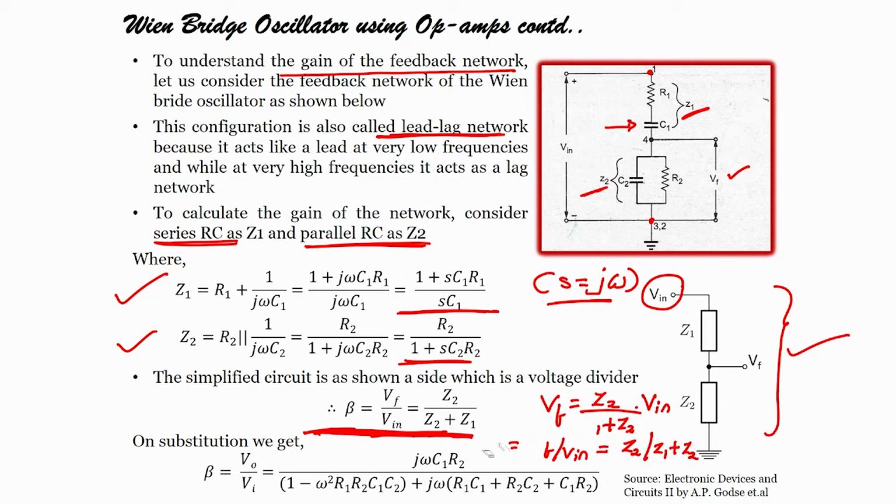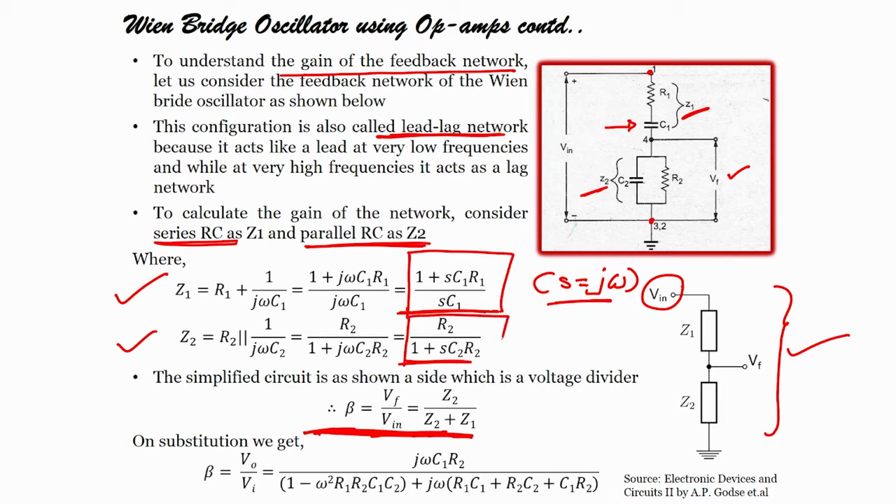Now, let us substitute the values of Z1 and Z2. What is Z1? Z1 is (1 plus SC1R1) divided by SC1. Z2 is R2 divided by (1 plus SC2R2). So, if I substitute these values of Z1 and Z2 into beta, what will I have?